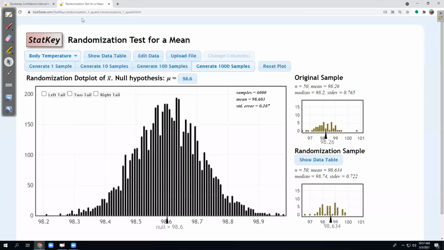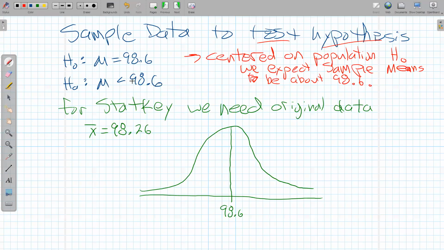Now, because I chose this less than right here, a less than puts me on this side. So I'm somewhere over here, right? This is less than. Would you agree that less than means that I'm on the left side? Right? So that means because of the less than, I'm running what's called a left tail test.